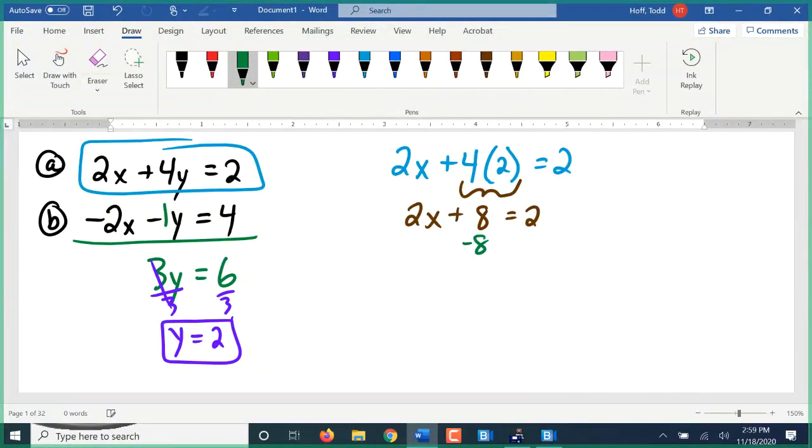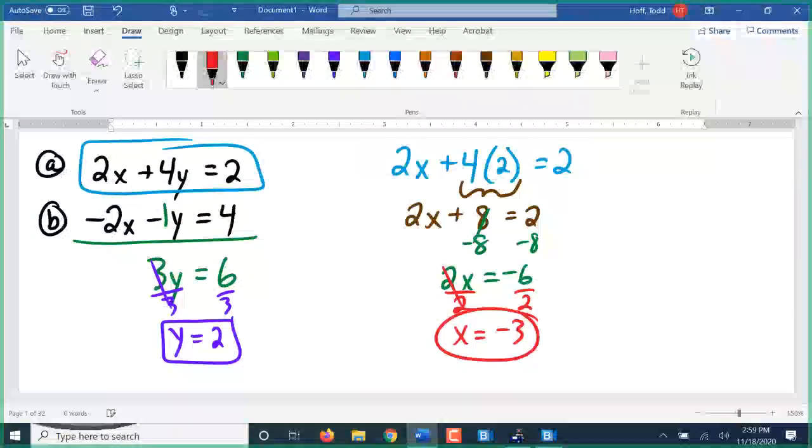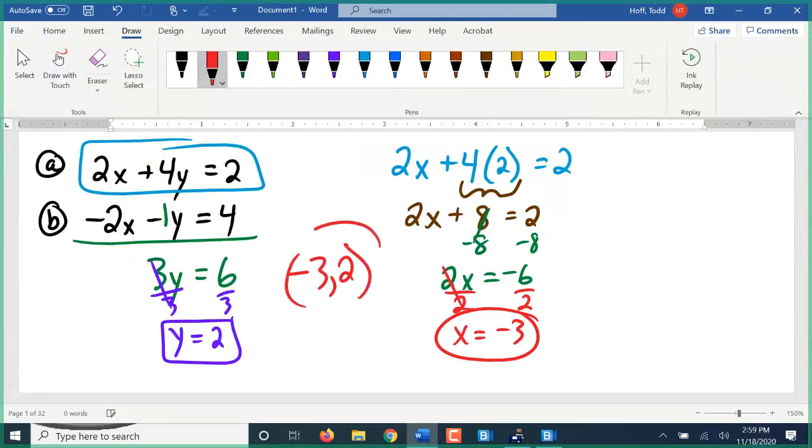I'll subtract 8. 2x equals 2 minus 8, which is negative 6. And I divide by 2. X equals negative 3. So our solution is x is negative 3 when y is 2 is the solution to that system of equations.